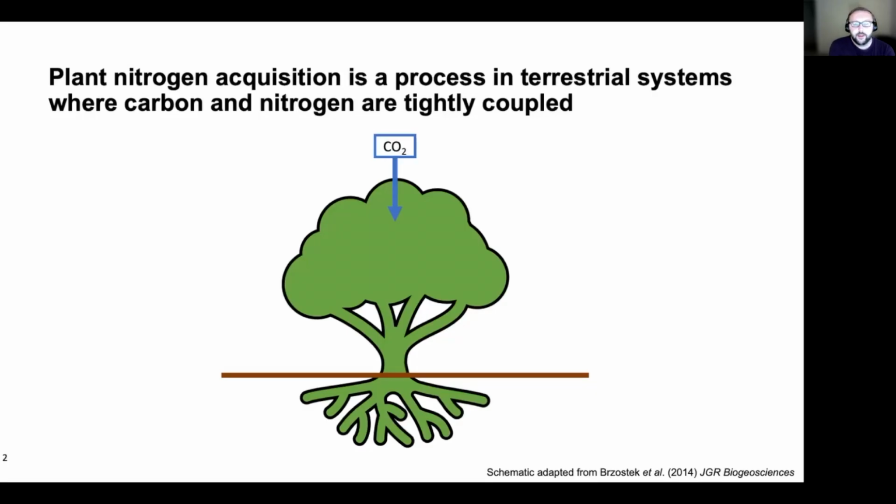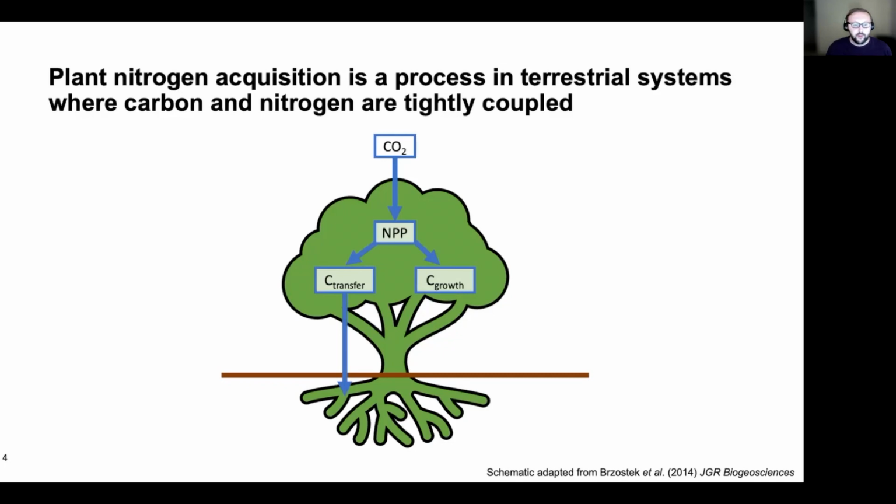So we know that plant nitrogen acquisition is a process in terrestrial systems where carbon and nitrogen are tightly coupled. Plants draw carbon dioxide in from the atmosphere and convert this to simple sugars, which supports net primary productivity and allows plants to allocate carbon towards two primary pathways.